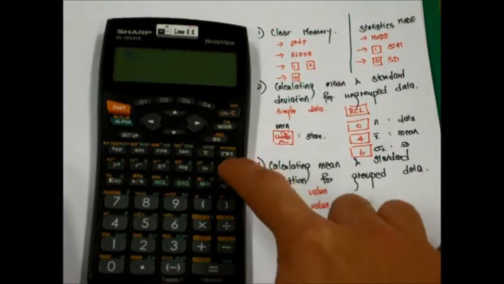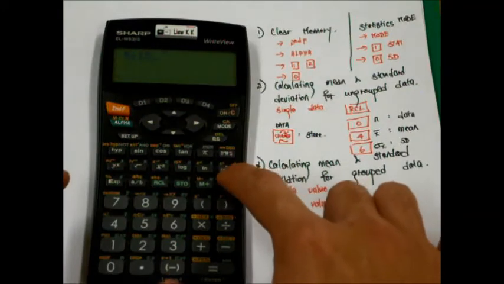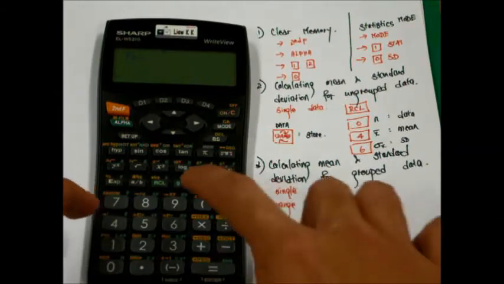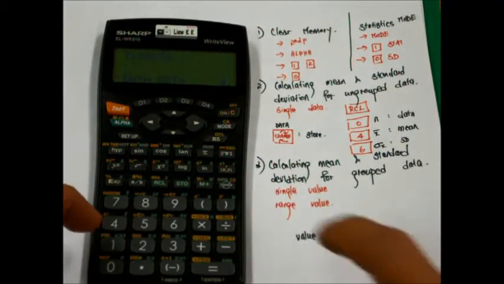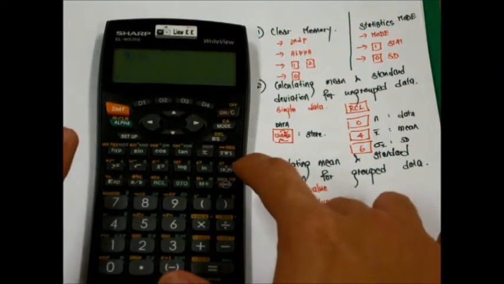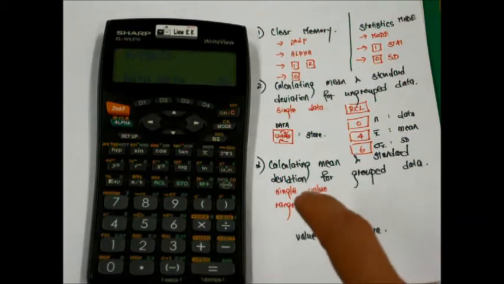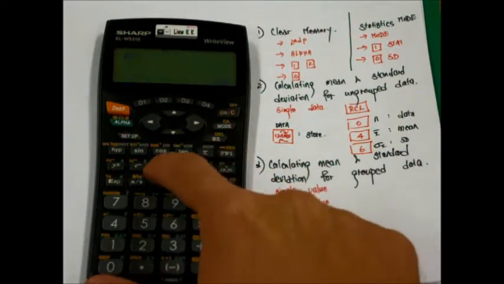5, comma, 15. Stop. 7, comma, 9. Stop. Last but not least, 9, comma, 7. Stop. The most important thing is to check you have actually entered 60 data set. So recall n, which is 60, and there are 60 people. Very good.